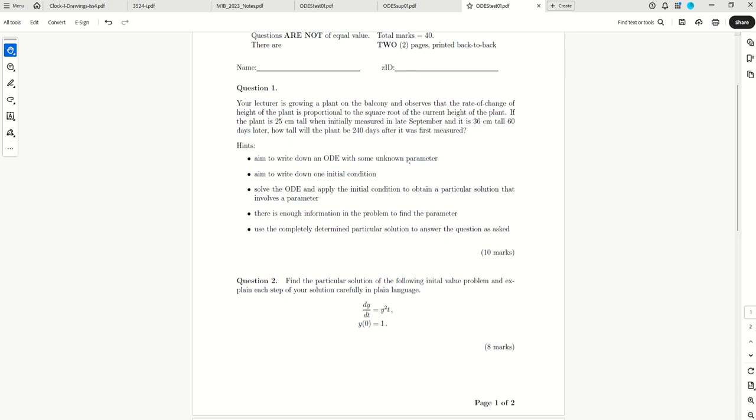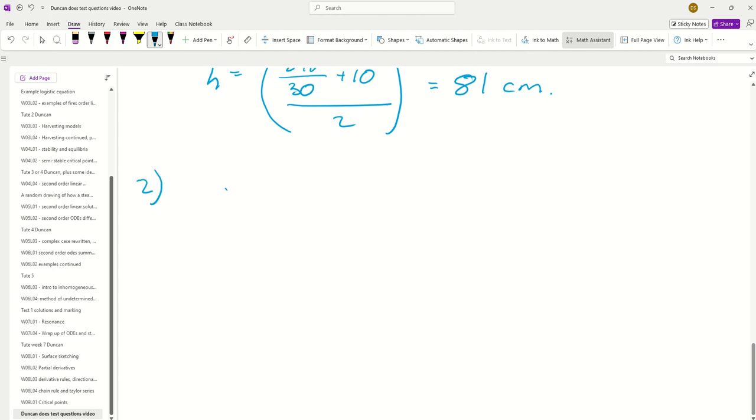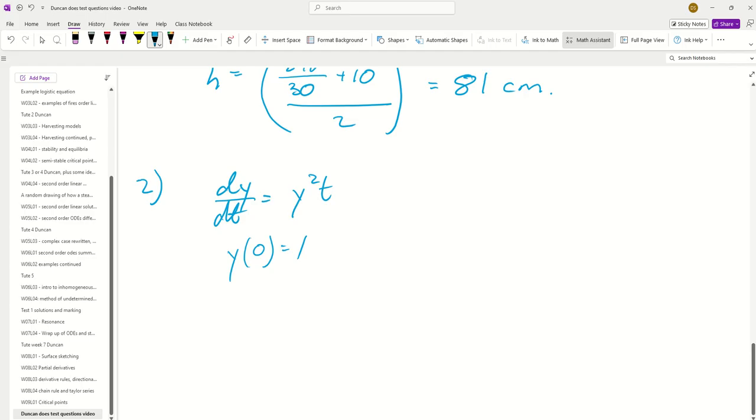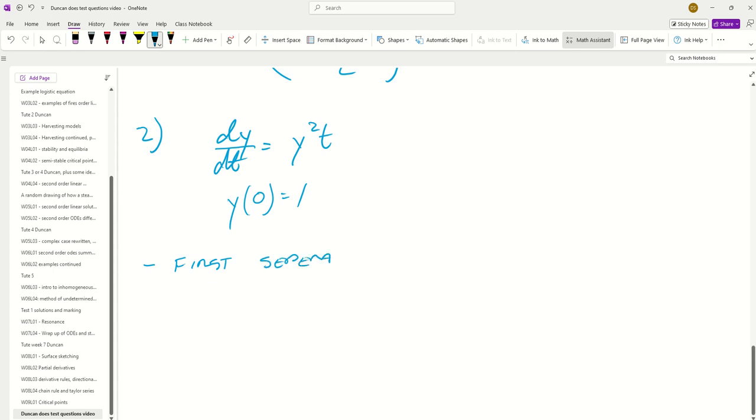So let's go through, let's copy the problem, make sure we copy it correctly. dy/dt equals y squared t, y(0) equals 1, I think. Yep. Alright, so this is a first order separable equation. It's not linear. Initial value problem.